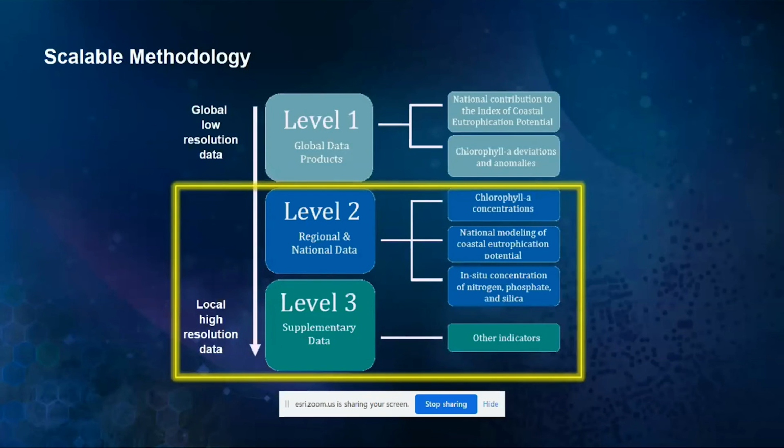Here we're hoping in the future to start working with governments or with regional seas groups in order to start collecting the level 2 data on chlorophyll concentration, national modeling of the coastal eutrophication potential, and in situ concentration of nitrogen, phosphate, and silica, as Emily mentioned previously. Next slide, please.